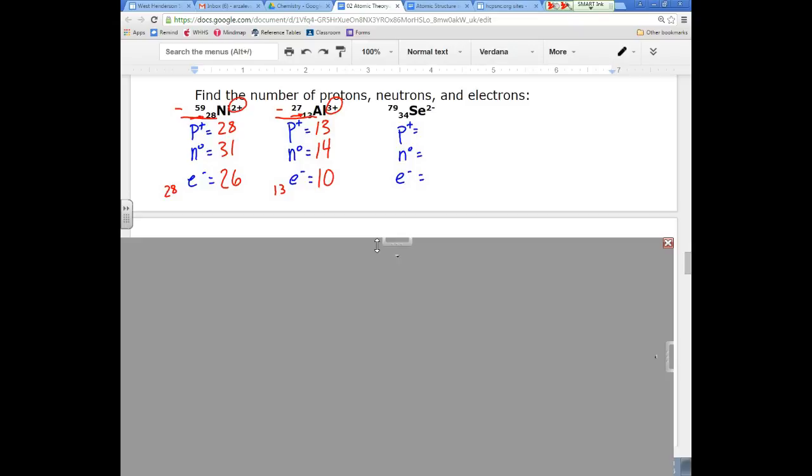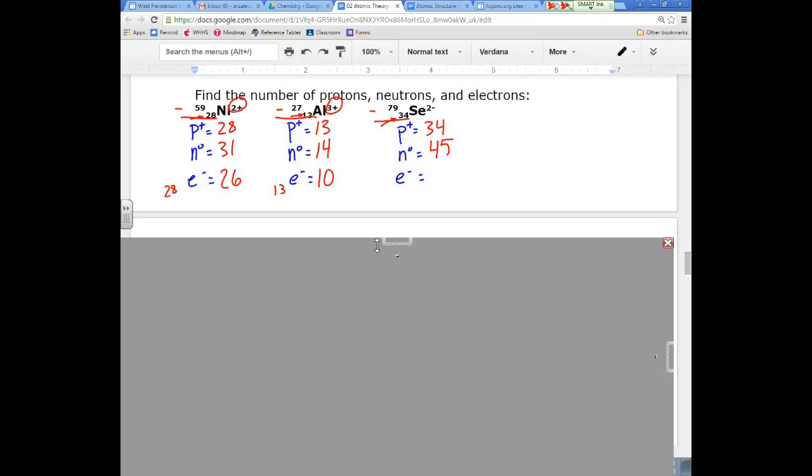All right, now we have selenium here, which was in dandruff shampoo. We need our number of protons, and that is 34, because that bottom number tells us that. Then we're going to deal with our number of neutrons. We're going to subtract those two numbers, and you're going to end up with 45. So 79 minus 34 is 45.